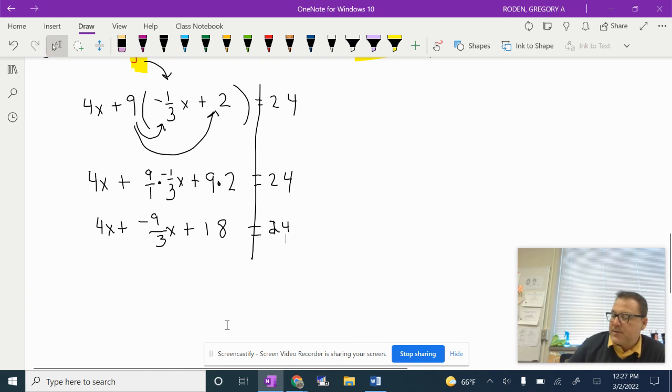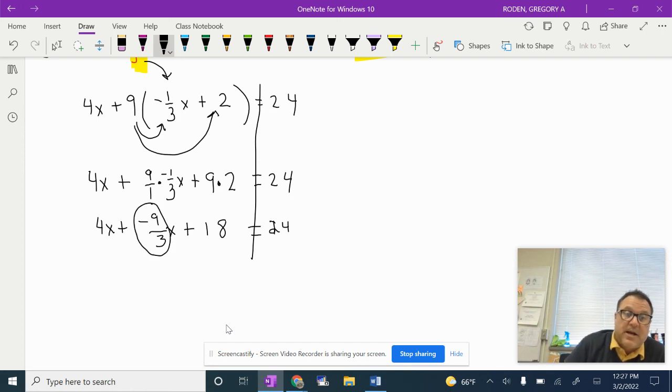Now, if you notice here, something really nice happens. Negative 9 divided by 3, I can actually do that. Negative 9 divided by 3 is negative 3. A negative divided by a positive is a negative. So now I get 4x plus negative 3x plus 18 equals 24.